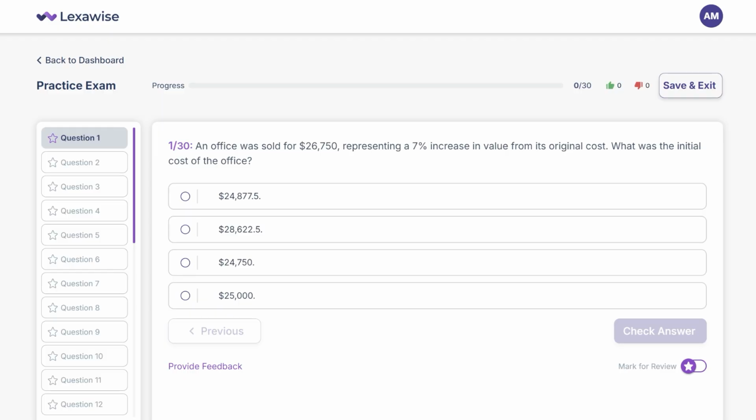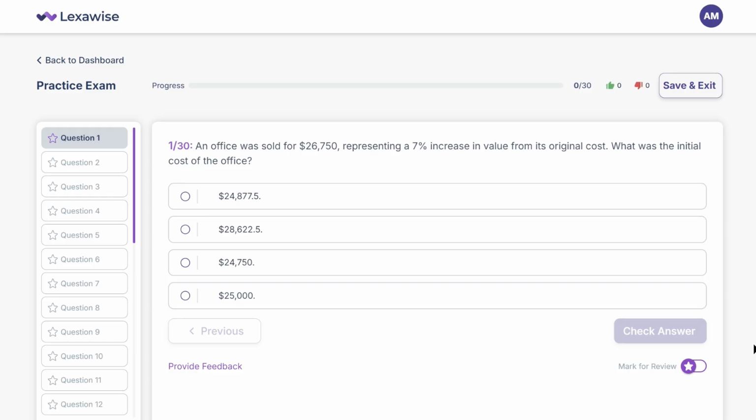Let's see the first one. An office was sold for $26,750, representing a 7% increase in value from its original cost. What was the initial cost of the office? A. $24,877.50. B. $28,622.50. C. $24,750. D. $25,000. Take your time.